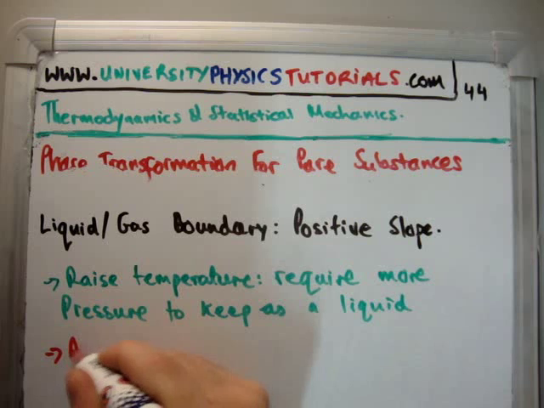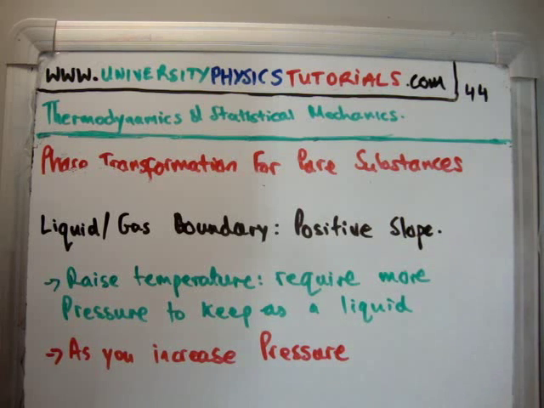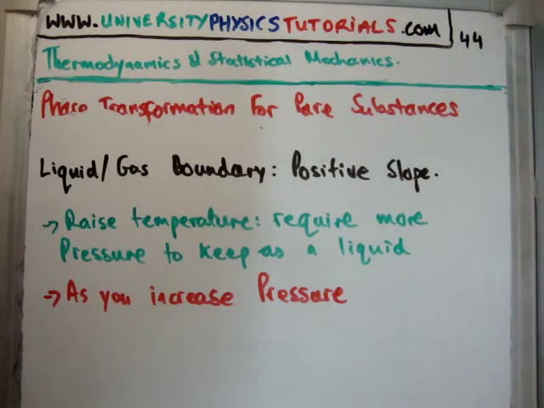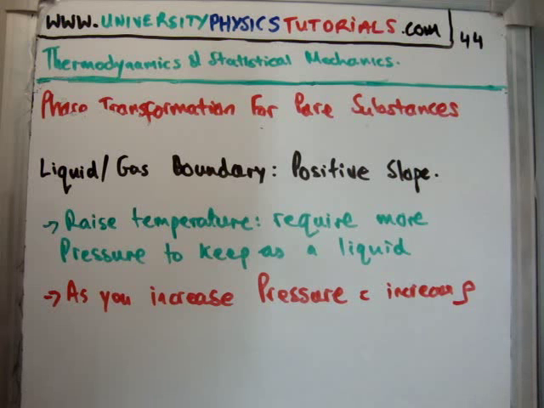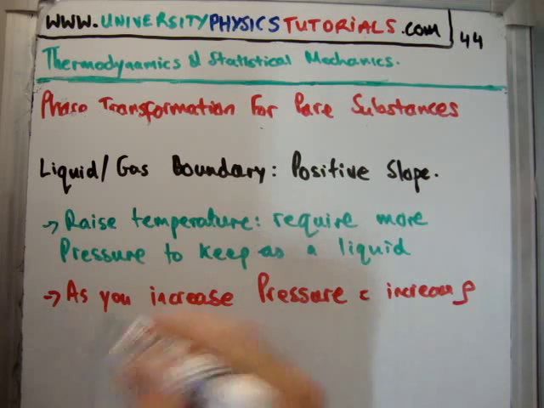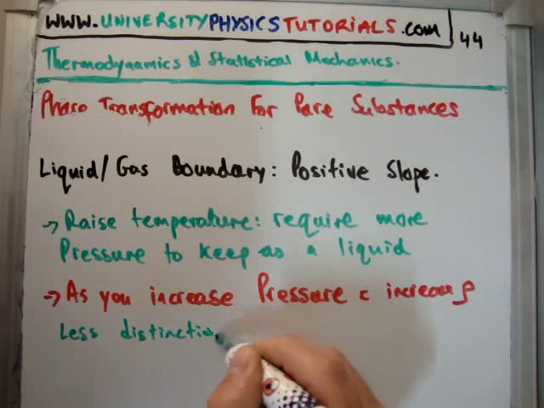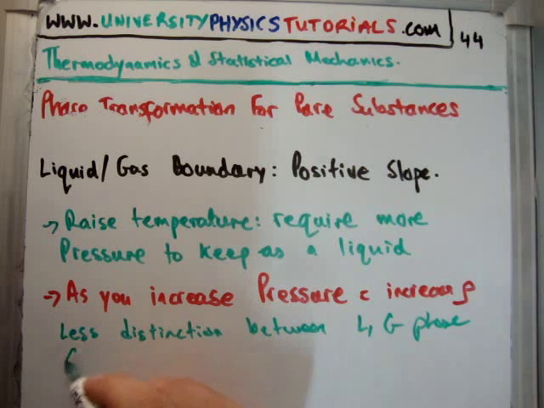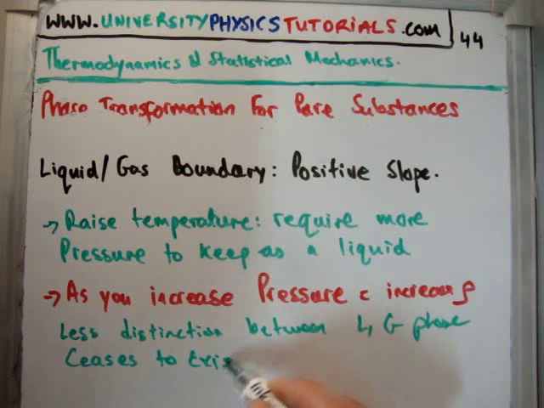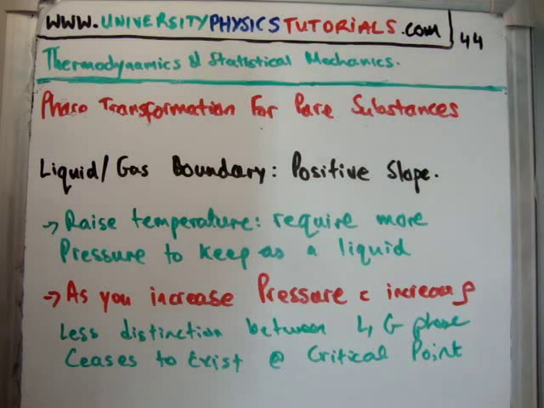But the problem here is that as you increase the pressure, you increase the density. So the point here is that the distinction between your liquid and gas ceases to exist, or we'll say gets less and less, but it does cease to exist. So there is less distinction between your liquid and your gas phase, and it actually ceases to exist at the critical point. So the point here is that at the critical point, the pressure and therefore the density of your substance is so much that there is no distinction between its liquid and gas phase.